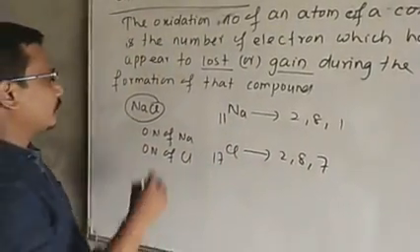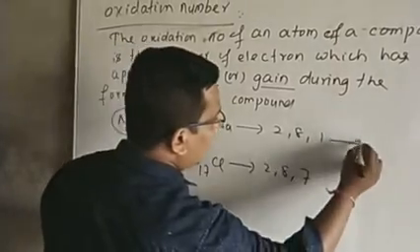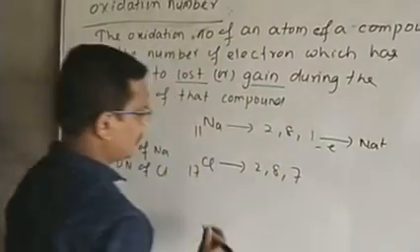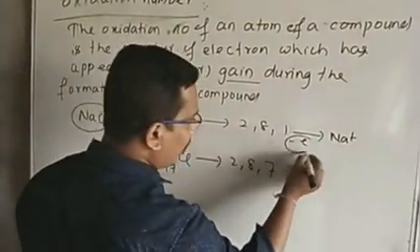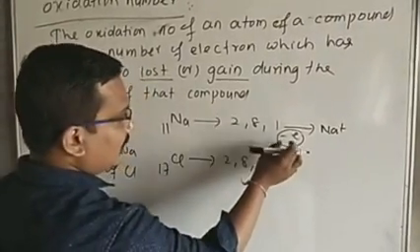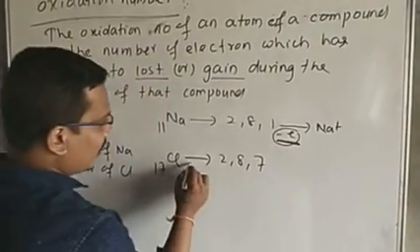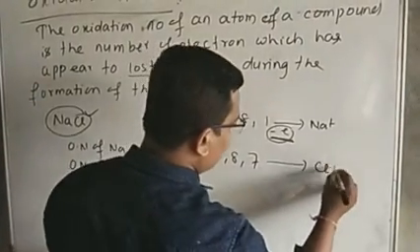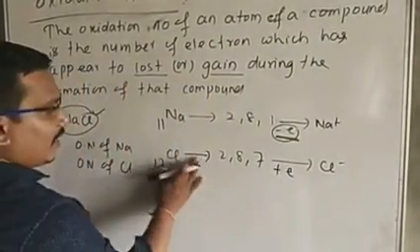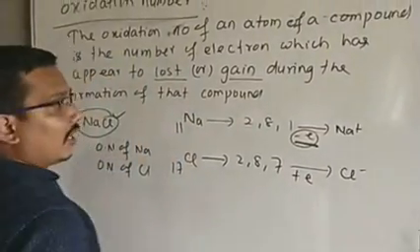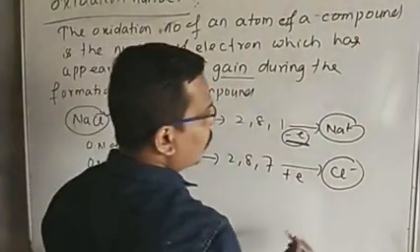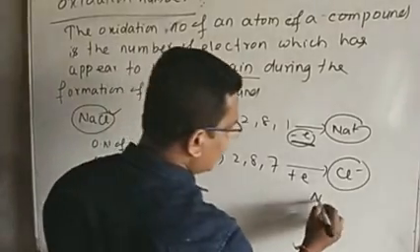For the formation of sodium chloride, Na sodium loses one electron and is converted into Na+. Cl gains that electron lost by the sodium. That means the electron which is lost is gained by the chlorine atom and it is converted into Cl-. One electron gained and it is converted into Cl-. And the Na+ and Cl- combine with each other through an ionic bond to form NaCl.